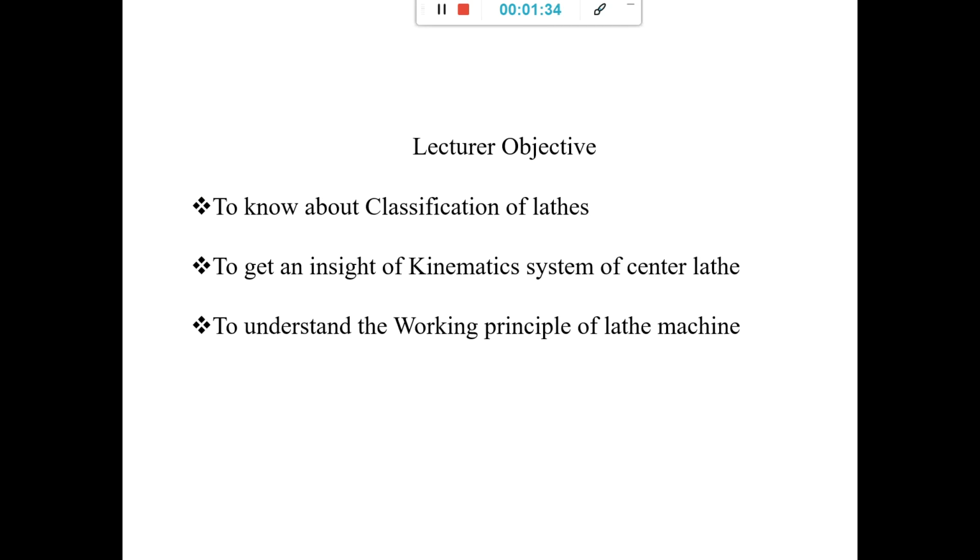So the lecture objective today is to know about the classification of the lathe, and to get an insight into the kinematic system of a central lathe. That means how the motion will be transmitted, that we will know. Next we will know about the working principle of the lathe machine, and after knowing the name and function of different parts of lathe. I hope you have some idea about this topic.